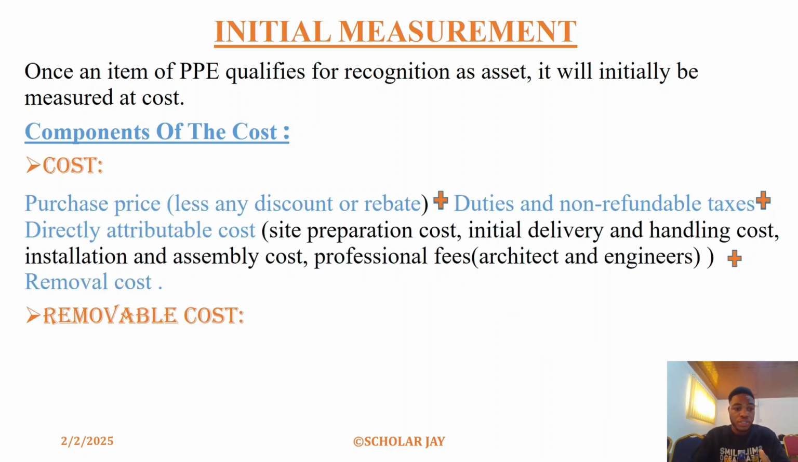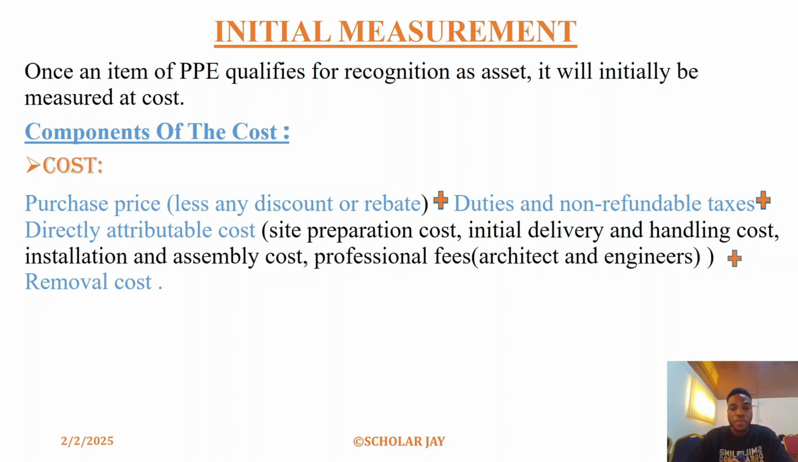So the cost basically includes the purchase price. When you go to the market, you want to buy an asset. Let's say this asset costs 10,000, okay? But I realize that I've placed in brackets: less any discount or rebate. So you went to the market, you bought an asset of 10,000, but then they give you a discount of, let's say, 2,000. So you realize that the actual price you paid for the asset is no longer 10,000. It's now 8,000. Is that not it? So that is your purchase price.